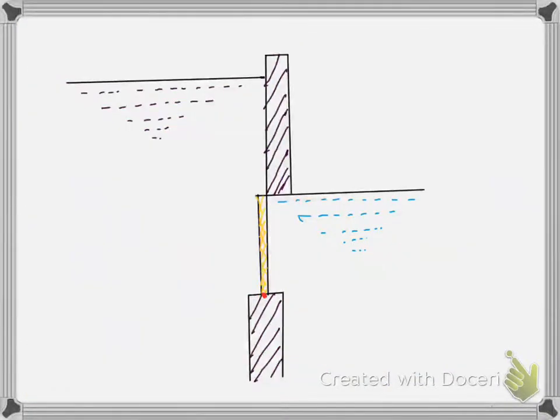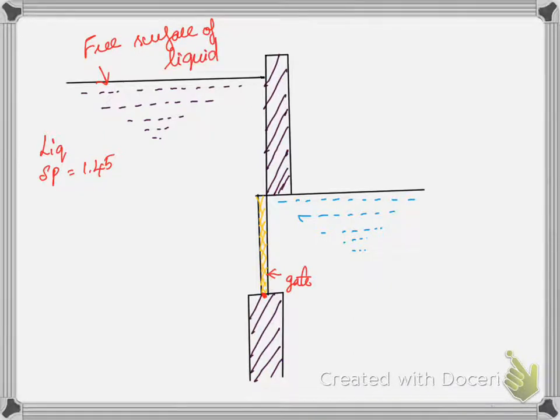So this is going to be your gate, and this is going to be the upstream side of the gate, where you are having a liquid. So let this be the liquid whose specific gravity is 1.45. Let me keep this as the free surface of the liquid. Then they have given that it lies up to 1.5 meter height, which means from the top of the gate this liquid is lying up to 1.5 meter height.